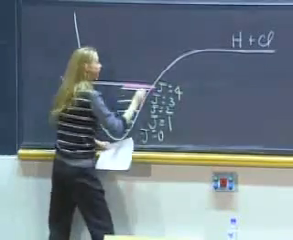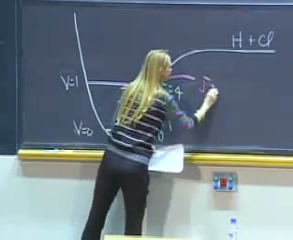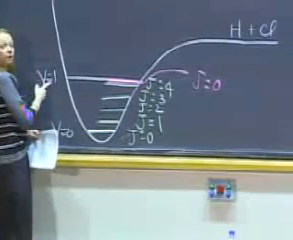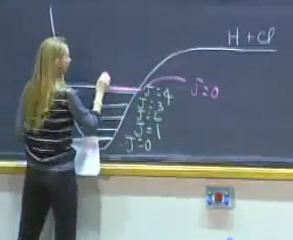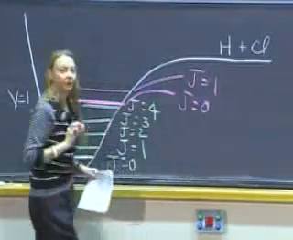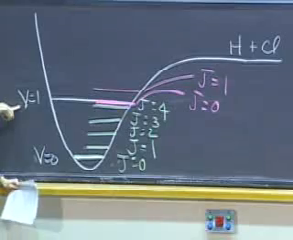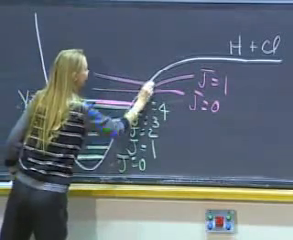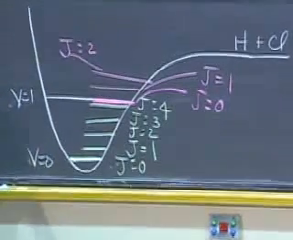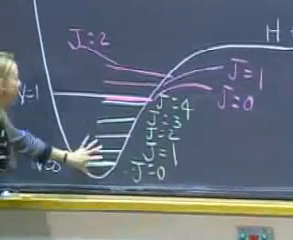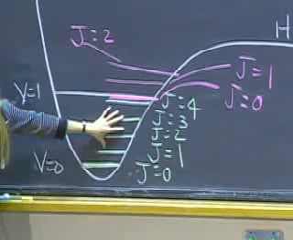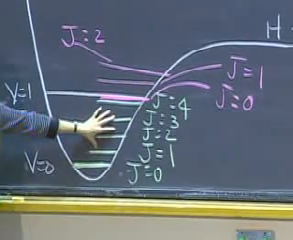But you can also have a molecule in the first excited vibrational state right here and in the J equals 0 state. If that's the case, it has that energy. You can also have a molecule in the first excited vibrational state and the first excited rotational state, then it has that energy. Or a molecule in the first excited vibrational state and the second rotational state, then it has that energy. So each one of these vibrational states has on top of it a manifold of rotational states.